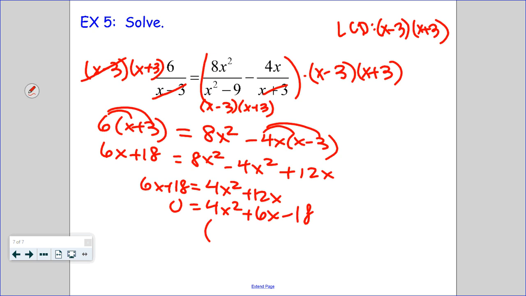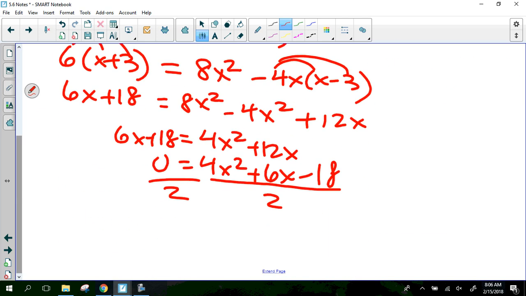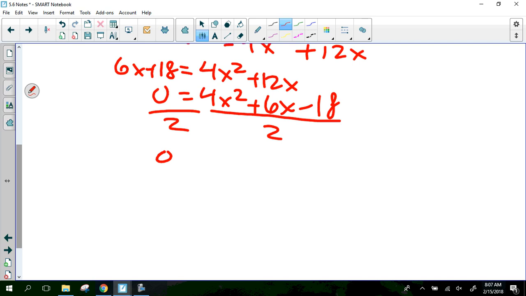Right. So those are all even. So what can I do? Take out a 2. Okay, so I'm going to divide by 2 on both sides. So I have 0 equals 2x squared plus 3x minus 9. Now factor. Give you a minute to factor that.